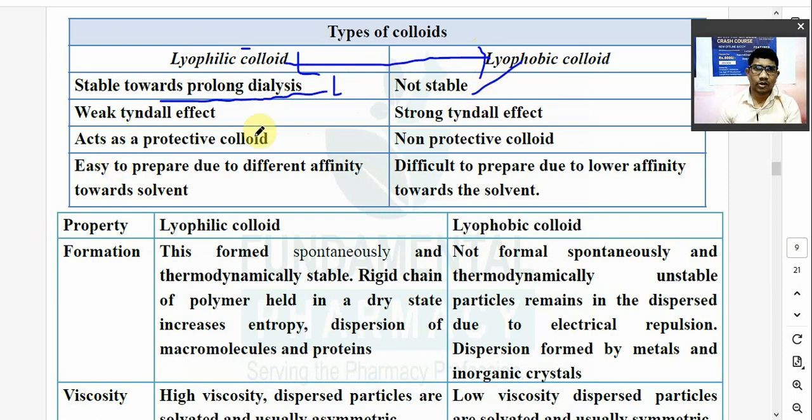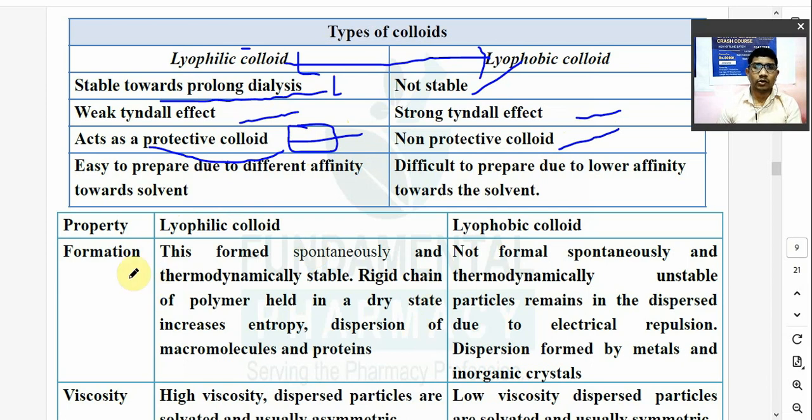Lyophilic colloid will show a weak Tyndall effect. Lyophobic colloid will show a strong Tyndall effect. Lyophilic colloid acts as a protective colloid. A question has come on this: which colloid is known as a protective colloid? Lyophilic, solvent loving, is known as a protective colloid. Lyophobic is known as a non-protective colloid.